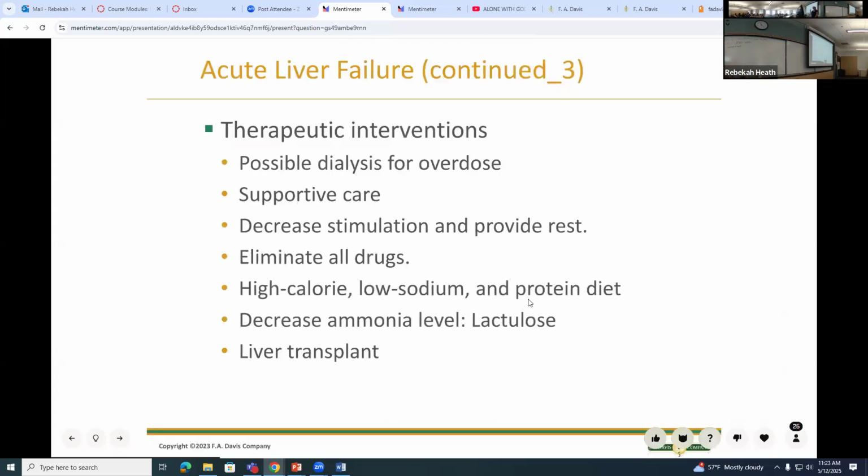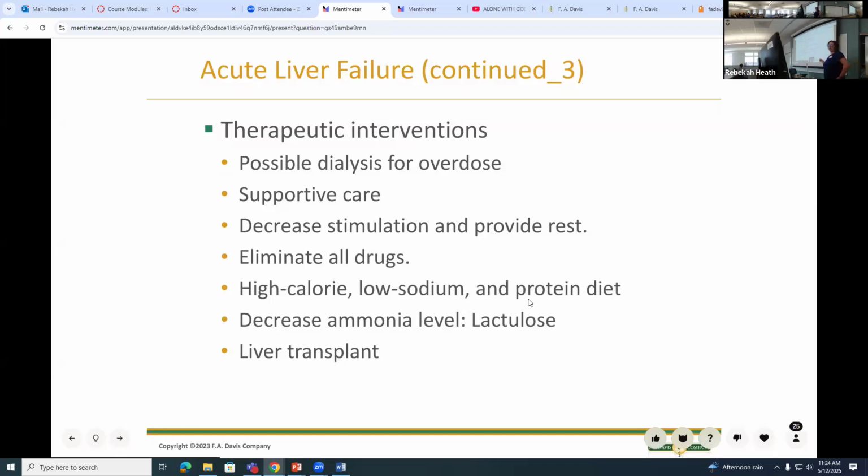Okay, moving on. So acute liver failure, what do we do for it? It might even have to be dialysis. If it's a medication that can be dialyzed off, and that's what caused the problem, we'll do that and try to pull some of that medication, clear it from their blood. We're going to give them supportive care. We're going to give them a high calorie, low protein, low sodium diet, to try to decrease the work the liver's having to do.